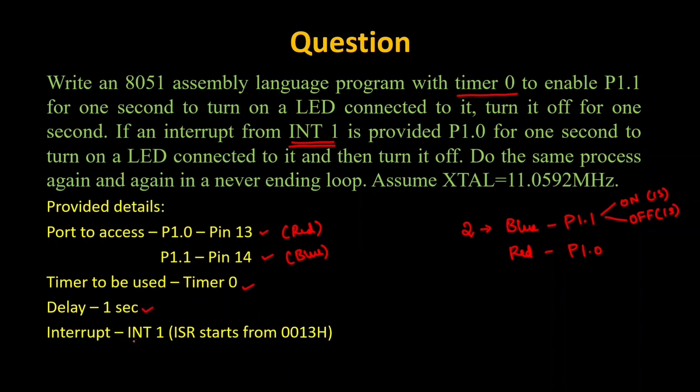And after that, interrupt 1, right? It is an external interrupt. We have already studied the interrupt service routine, right? If you press this interrupt, which is interrupt 1, it has to jump to the interrupt service routine. This interrupt service routine has a memory location, which should be 0013.